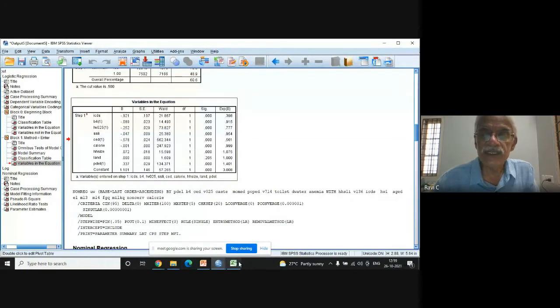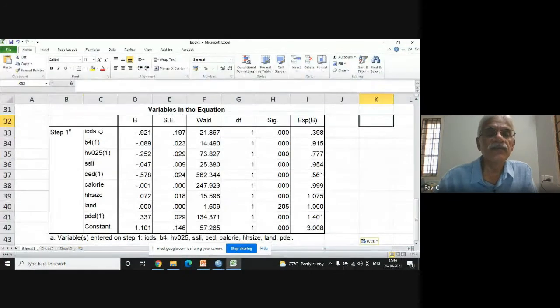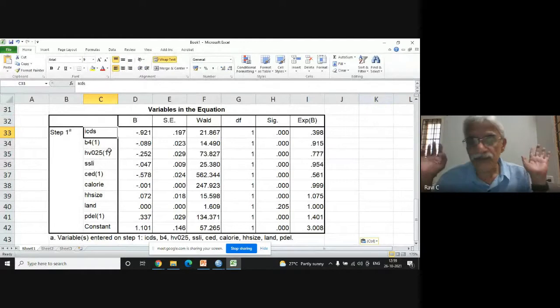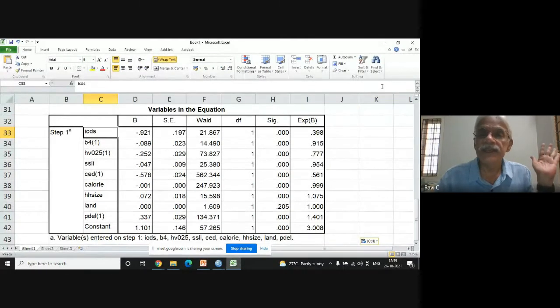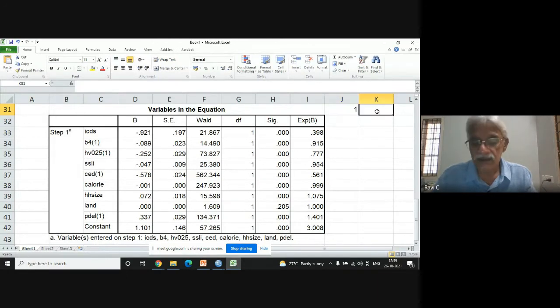Anyway, we'll look at this only. I'm specifying one as malnourished, 0 otherwise. So I have dummies. I'm assuming you know how to use dummies.